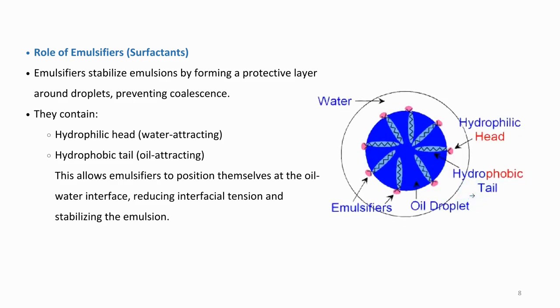So the role of emulsifiers includes stabilizing emulsions by forming a protective layer around droplets, preventing their coalescence. They contain a hydrophilic head, which is water attracting, and a hydrophobic tail, which is oil attracting. This allows them to position themselves at the oil-water interface, reducing interfacial tension and stabilizing the emulsion. If you look at this pictorial representation of the emulsion, here you can see the oil droplet, and outside you can see the water. There the emulsifier acts as the protective layer, and we can see the hydrophilic head and hydrophobic tail.